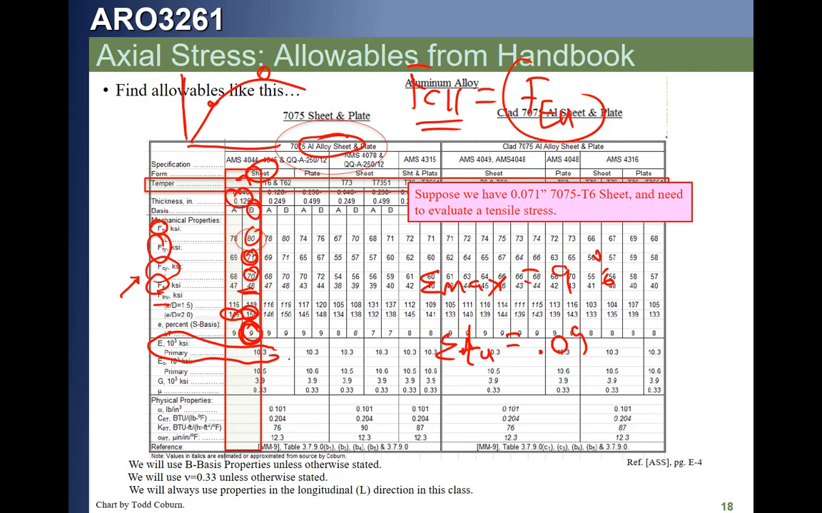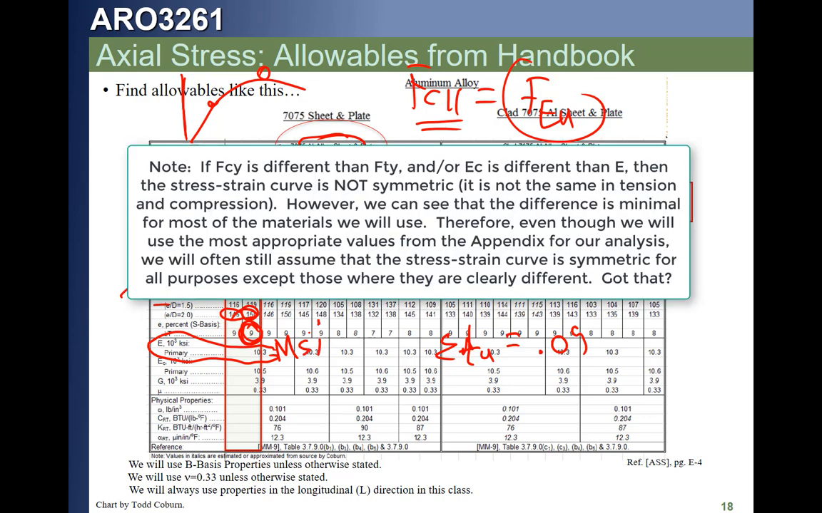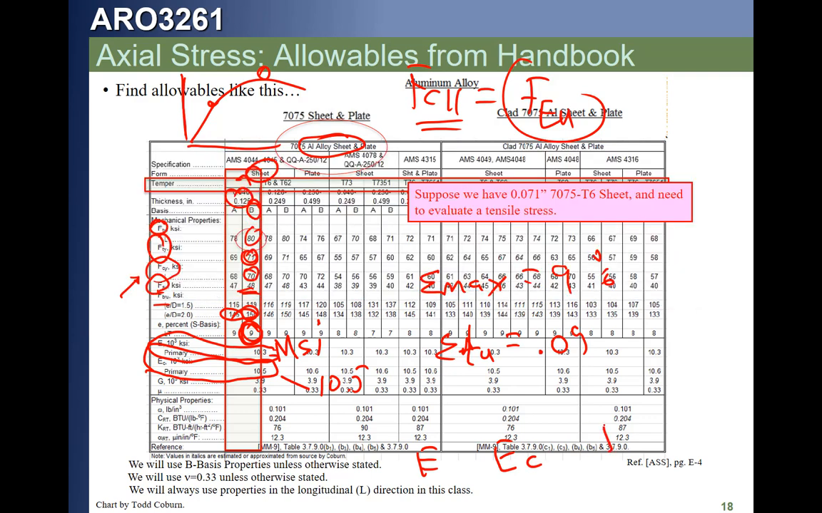I call that MSI. And we see here that actually in compression we have a slightly different modulus. Most of the materials we're going to see will have a slightly greater modulus for compression than tension. It's 10.5 for compressive loads. You should be able to find the E. You should be able to find the E sub C. You should be able to find the FTU, the allowable, FTY, and the FCY at this point. Okay? And everything else we will get to later.